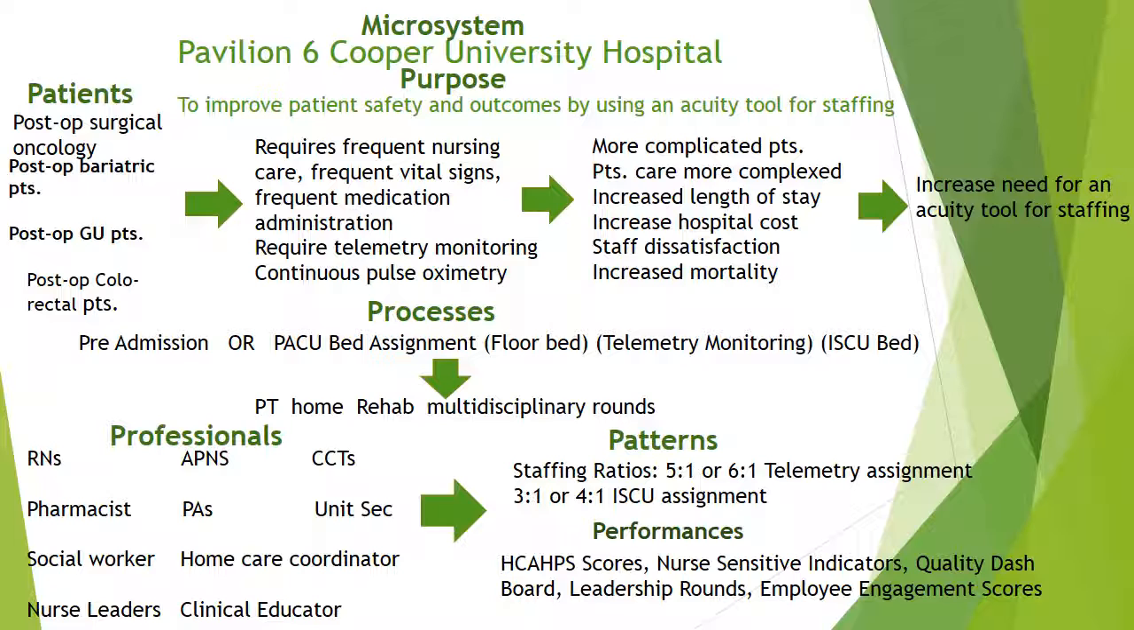The patterns, you have your staffing ratios, which are usually 5-to-1 or 6-to-1 in a telemetry assignment, or 3-to-1 or 4-to-1 in an intermediate assignment. The performance are usually through HCAP scores, daily leadership rounds, staff satisfaction measured by staff engagement scores, and using an Acuity tool can result in decreased cost by decreasing the length of stay, and also improving the nurse sensitive indicators.